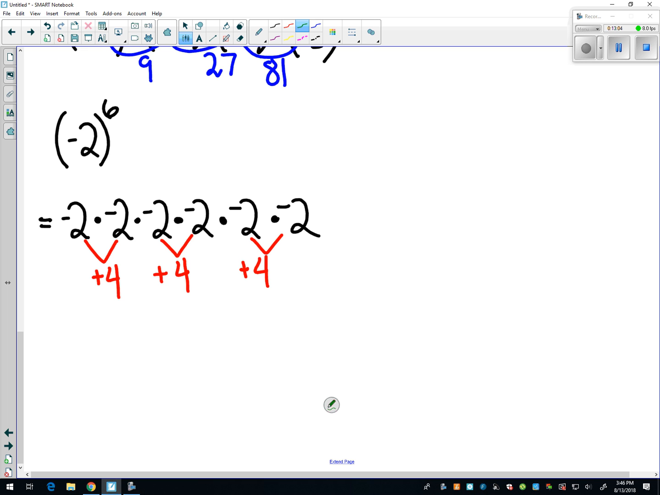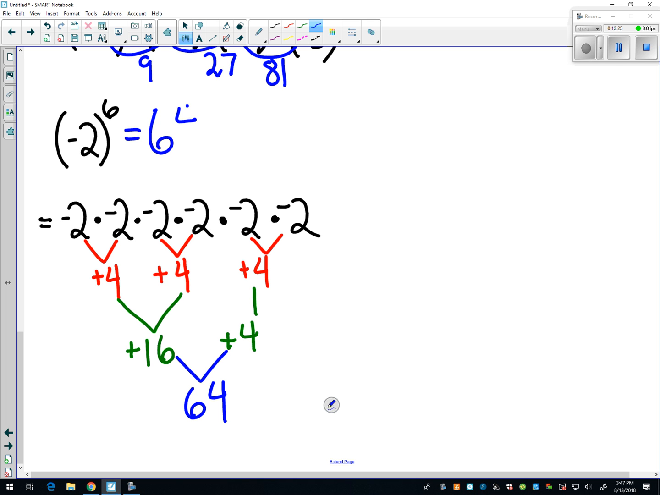Now, I'm going to go ahead and look at these 4's. That is positive 16. I'm going to bring down the positive 4. And now I'm going to look at what is 16 times 4. That gives me an answer of 64. So negative 2 to the 6th power is 64.